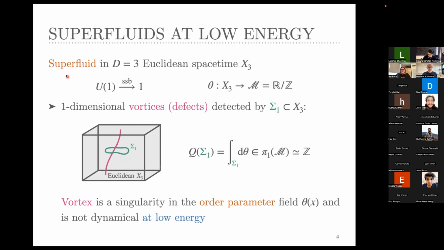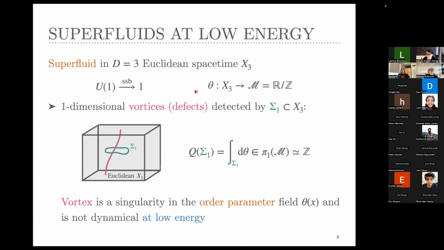It's a superfluid phase because it has this symmetry breaking pattern. There's some microscopic U(1) symmetry, and that's spontaneously broken down to the trivial group, which I'm just going to denote as 1. You can characterize the symmetry breaking pattern by looking at this Goldstone boson, this field theta. It's a map from spacetime to this space M, which is basically a circle, right?